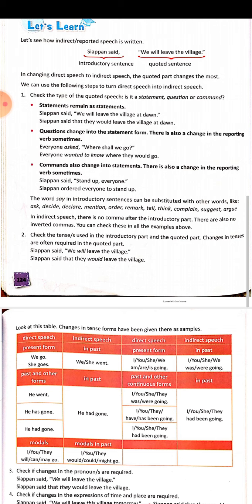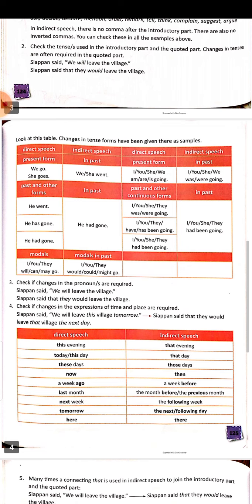Changes in tenses are often required in the quoted part. So at first, Sipan said, "We will leave the village." And in the next part, Sipan said that they would leave the village. So look at the changing. Some changes are going on over there. See, we becomes they, will becomes would. Okay, so there is a change in tense.